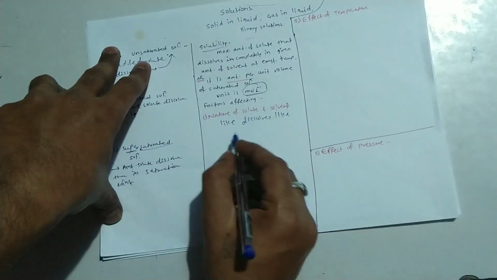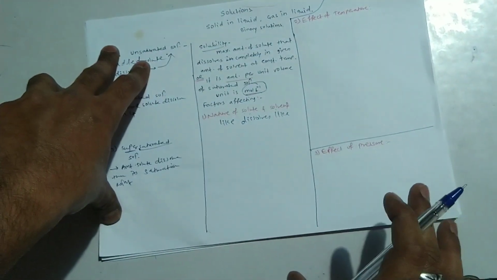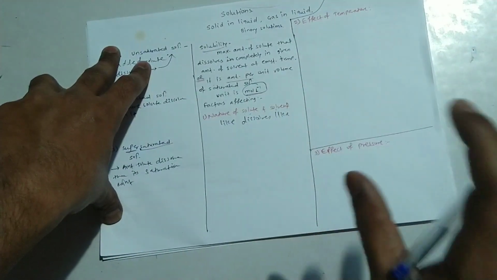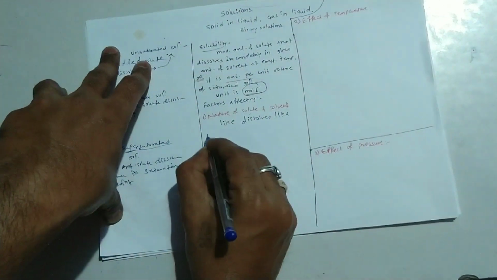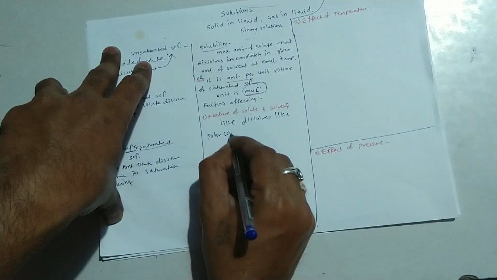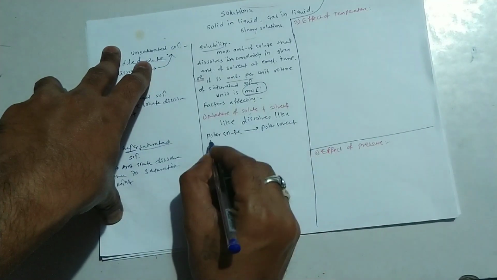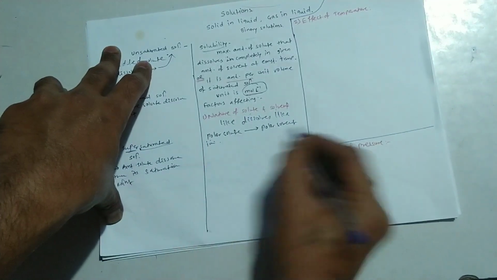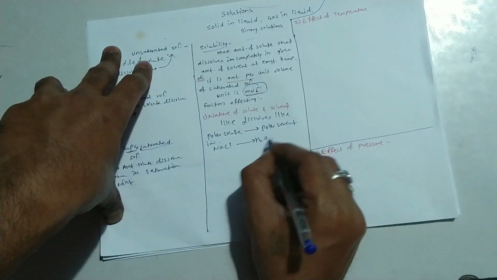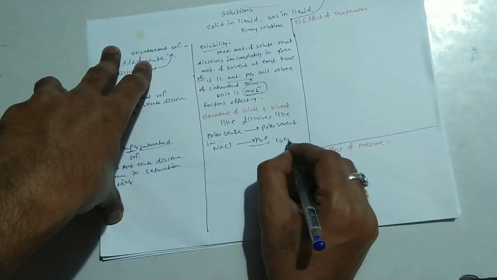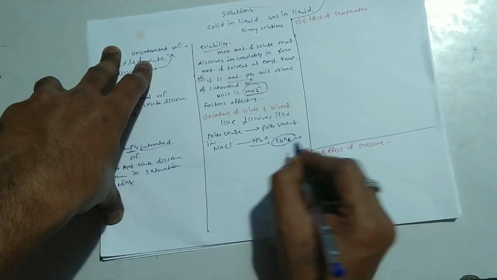So like dissolves like means if solute and solvent have similar types of intermolecular force of attraction, then that solute can be easily dissolved in that. If they don't have, then the solute cannot be dissolved in that. For example, polar solute can be dissolved in polar solvent easily, or even we can say ionic solute can be dissolved in an ionic solvent. For example, NaCl can be dissolved in H2O, but the same NaCl cannot be dissolved in benzene C6H6, because benzene is not polar, it's non-polar.